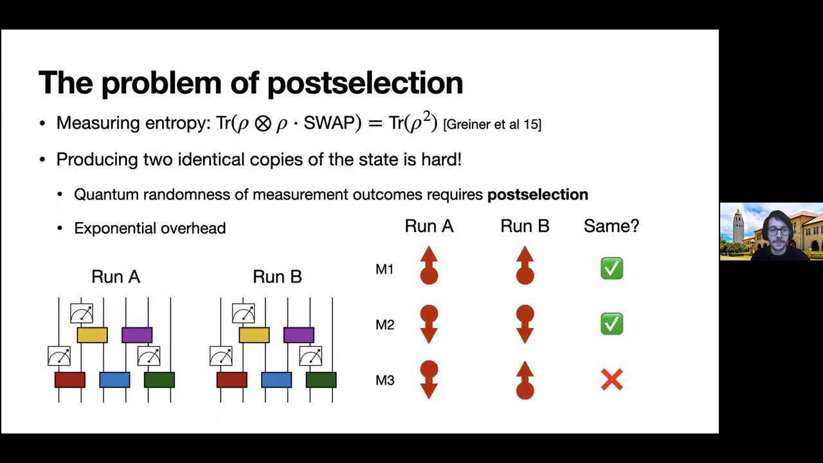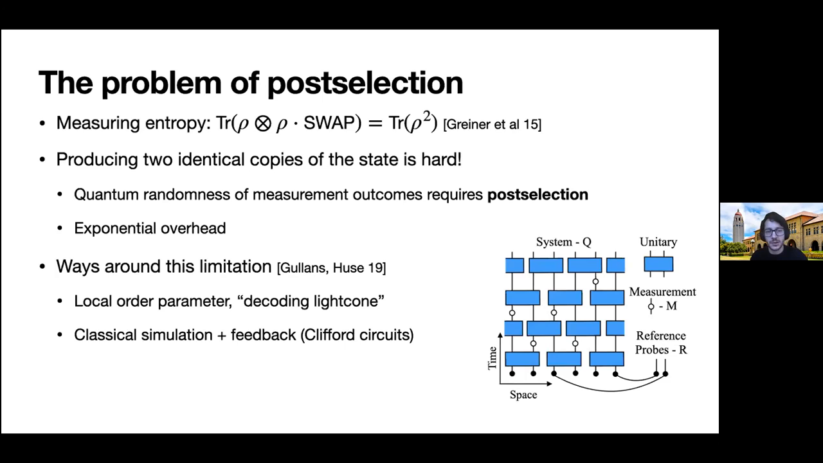So if you've listened to Michael's talk, you know that there are actually ways around this. So one way is to consider, rather than measuring the entropy of the whole state, focusing on this local order parameter, and then you can leverage locality to basically condition on fewer measurement outcomes, which is a lot easier. And furthermore, if you have a model which is classically simulable, then you can run basically your quantum experiment alongside a classical simulation, use feedback, and basically fix any wrong measurement outcome and obtain your two copies of the state.